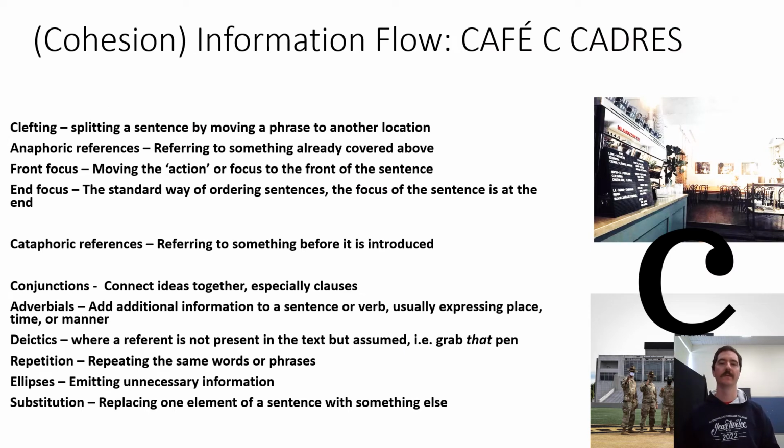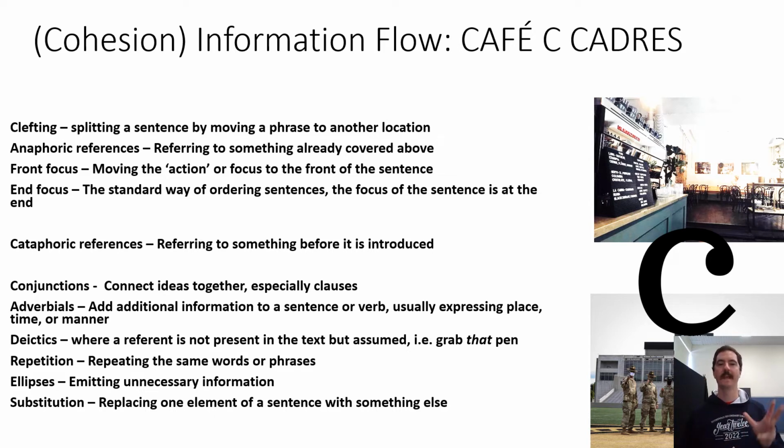Okay, so this is probably the most complicated acronym we've got, cohesion, and these are information flow, which is how the information is presented. The acronym we've got is CAFE: C, cadres. A cadre is a collection of cadets, or new trainees in the army. CAFE is where you get your coffee, and the C is just hanging out in the middle. Clefting, splitting a sentence. There's two types of clefting, but you will need to check the orange textbook for that specifically, but it's basically taking a clause out and turning it into a sentence of itself.